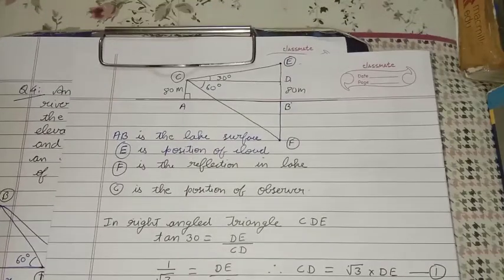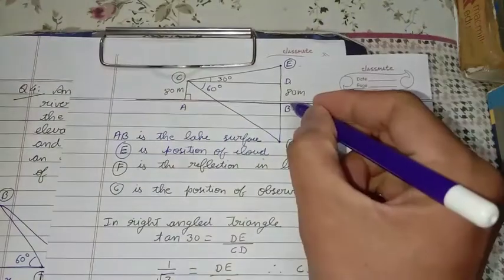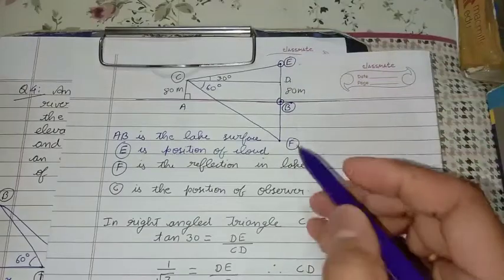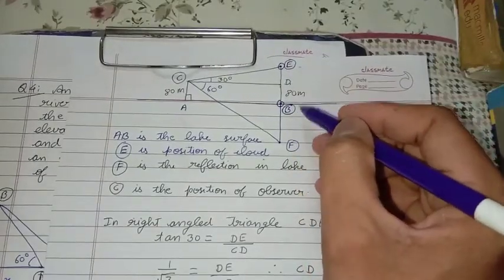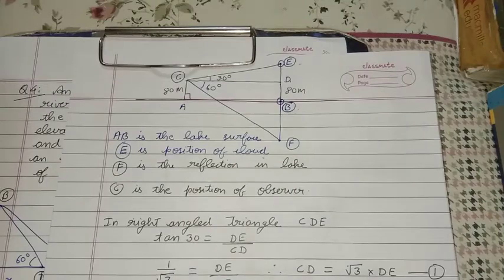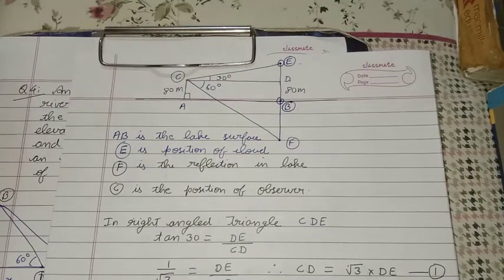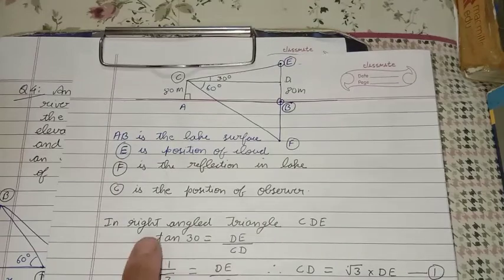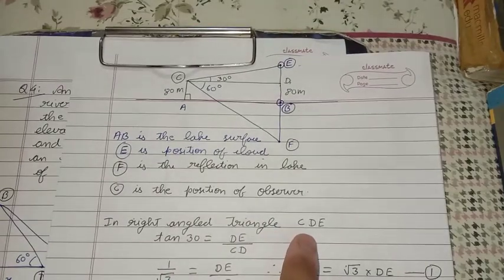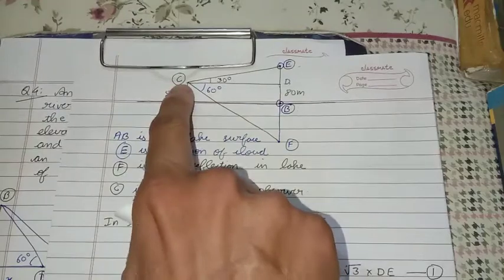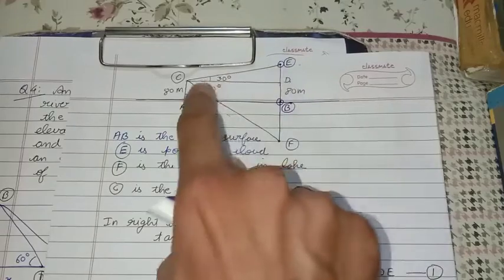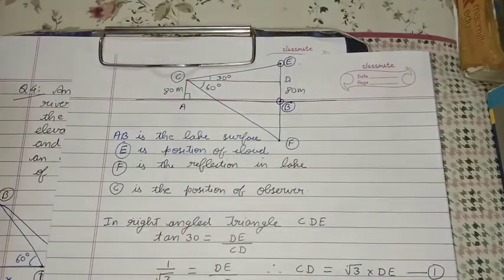Now let us start solving the problem. Our target, friends, is to calculate the distance BE. This point is B, and this point is E. I'll start with the angles which are given. A 30 degree angle is given, so I'll start with the triangle where this 30 degree angle is there. So let us start with right angle triangle CDE. Can you see where CDE is? This one, CD, and B is below this, so CDE. I am beginning with this right angle triangle.